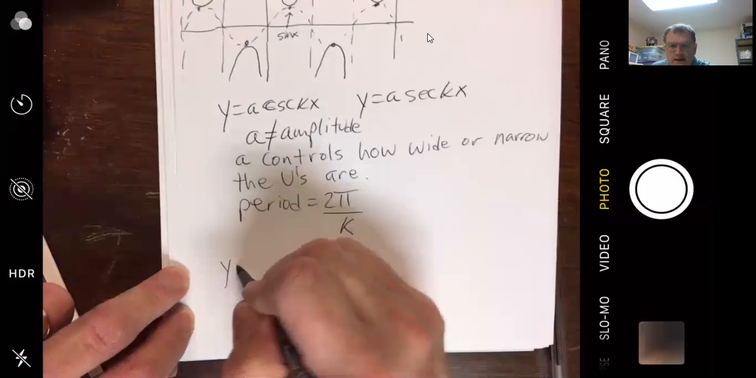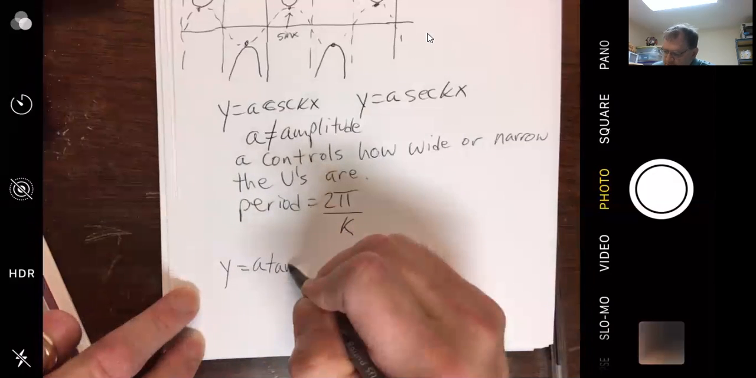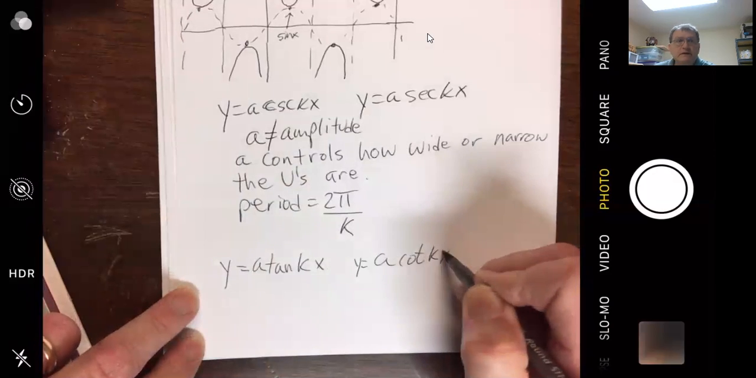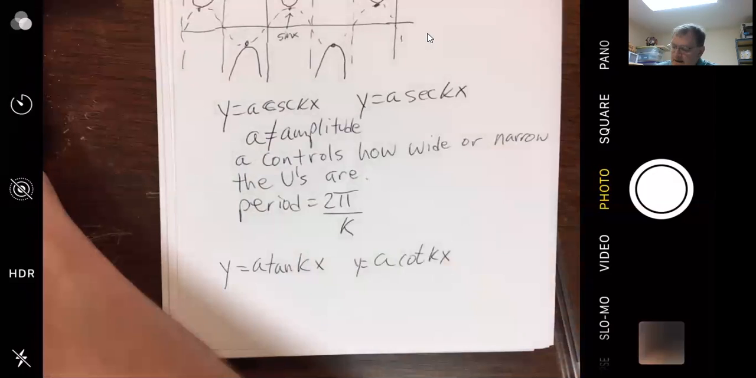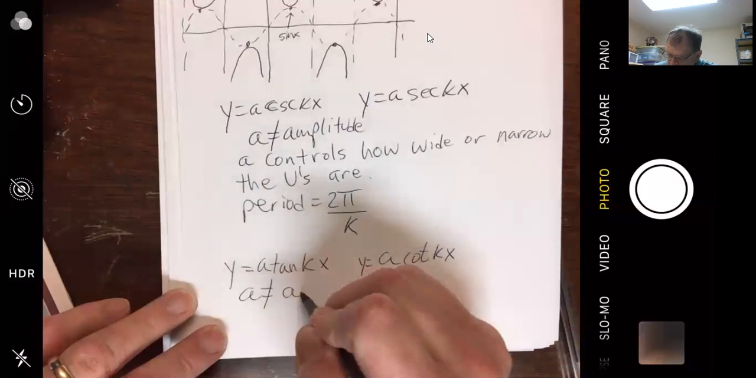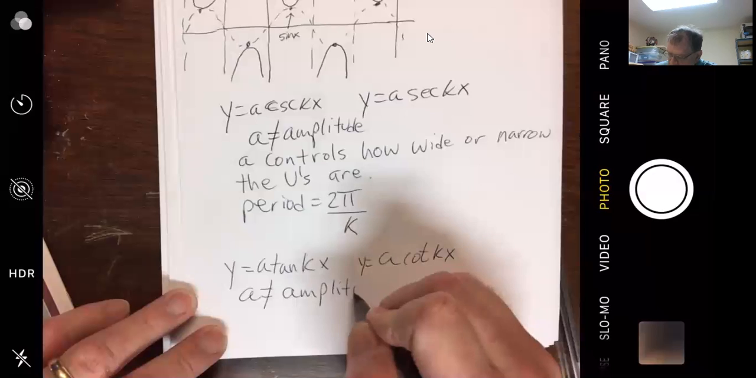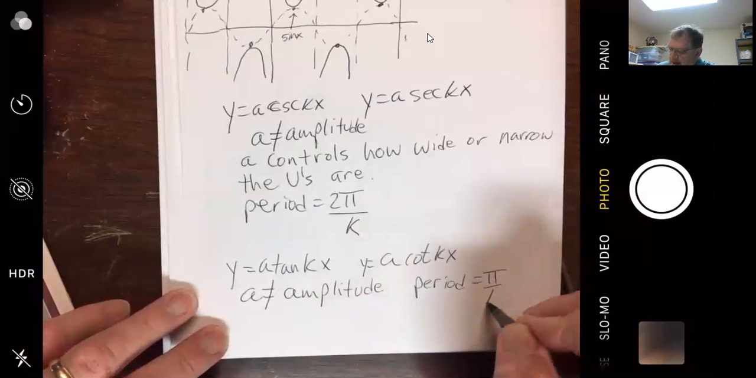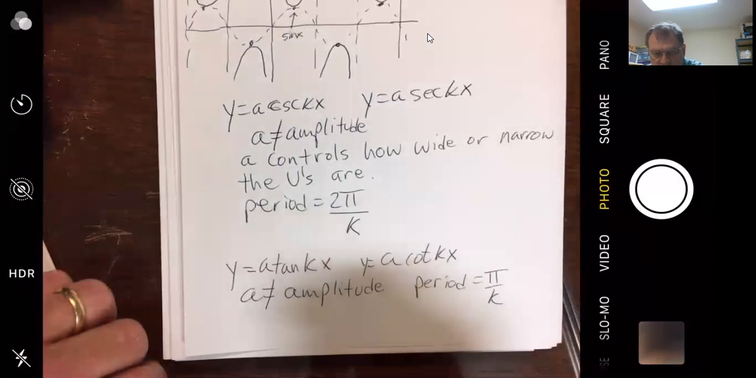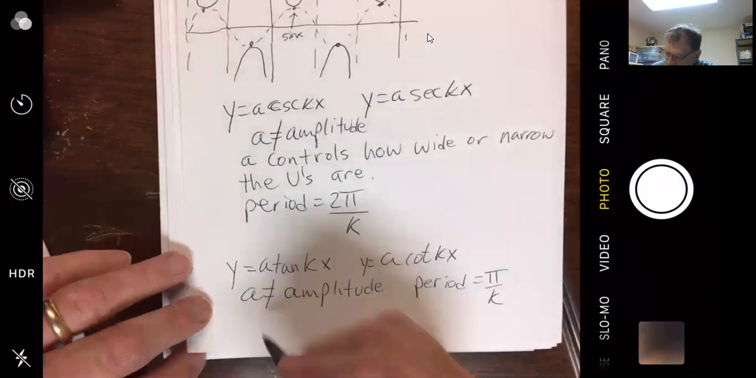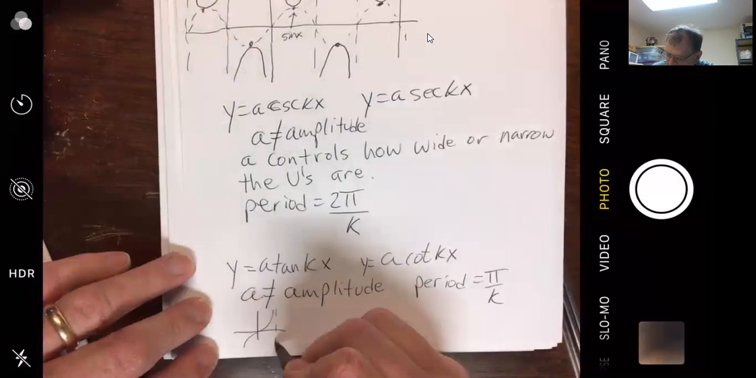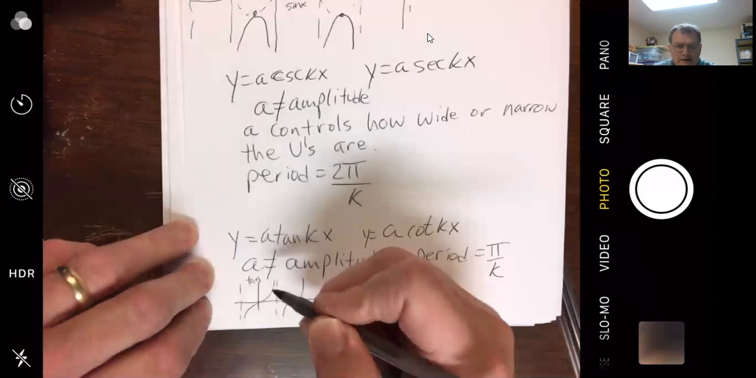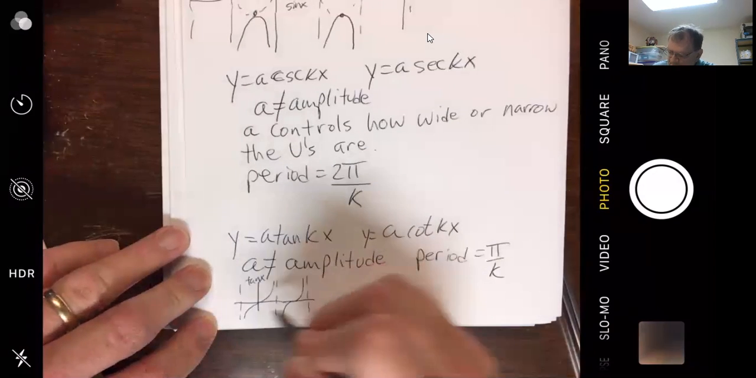If I have y equals a tangent kx, a cotangent kx, a is not amplitude. Period is pi over the k. Tangent and cotangent repeat themselves halfway around the circle. You get roughly U graphs for a tangent. Just to review what we did last time.